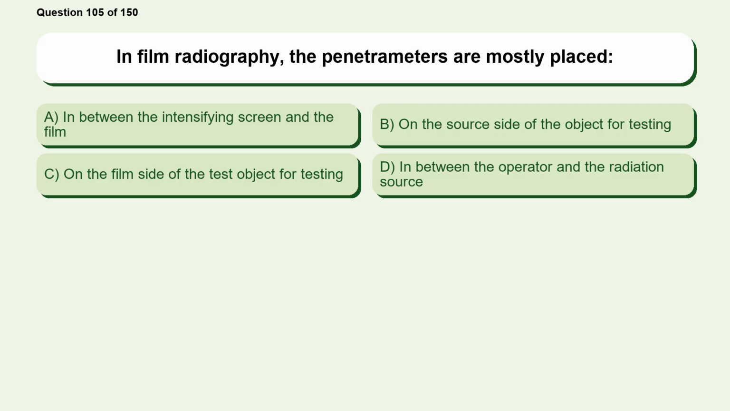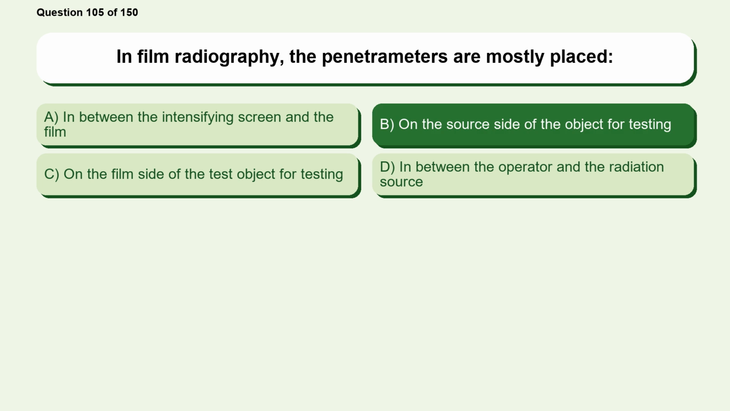Question 105. In film radiography, the penetrometers are mostly placed. Option A. In between the intensifying screen and the film. Option B. On the source side of the object for testing. Option C. On the film side of the test object for testing. Option D. In between the operator and the radiation source. The correct answer is Option B. On the source side of the object for testing.